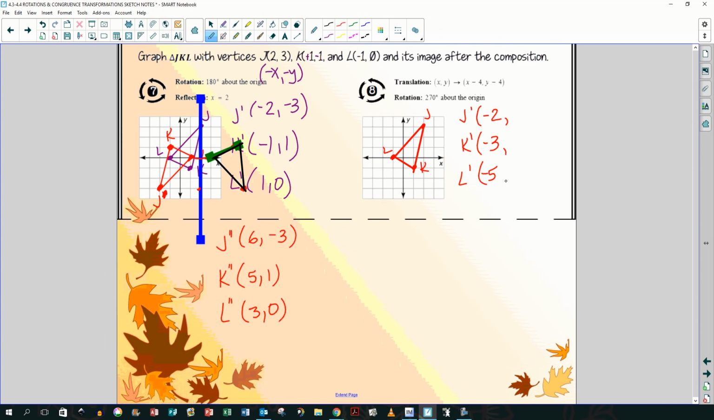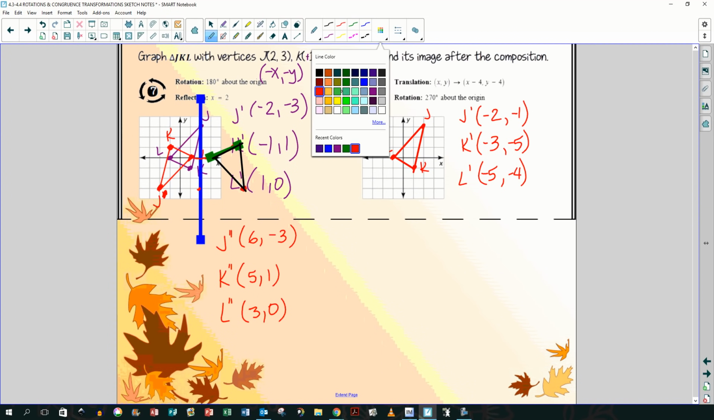All right, and then we have to subtract 4 from the y's also. So 3 minus 4, -1 minus 4, 0 minus 4. So there's my next set. So now I'm going to plot these in green.